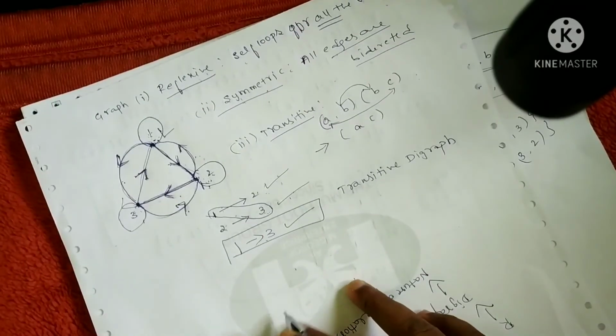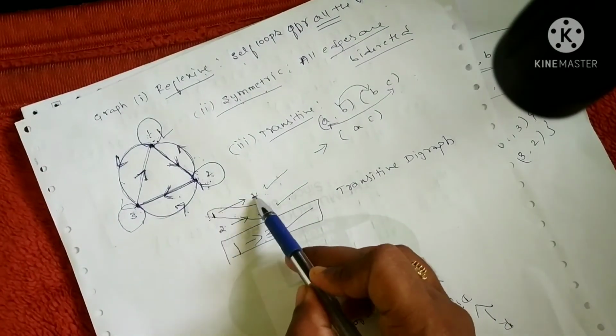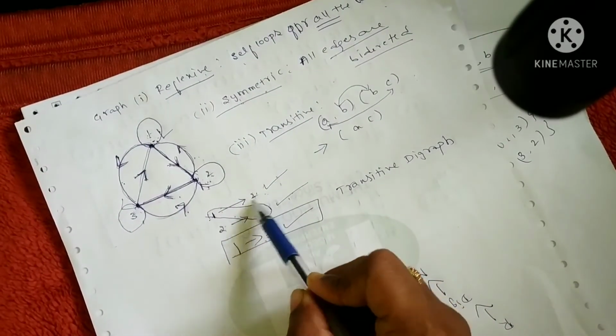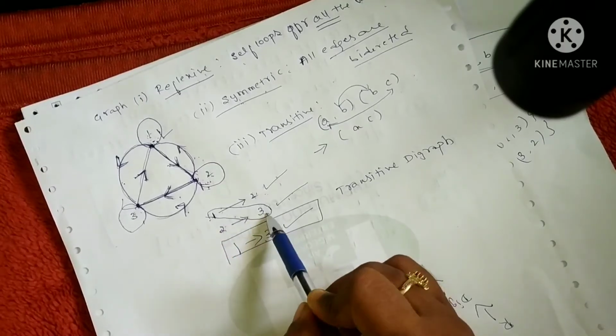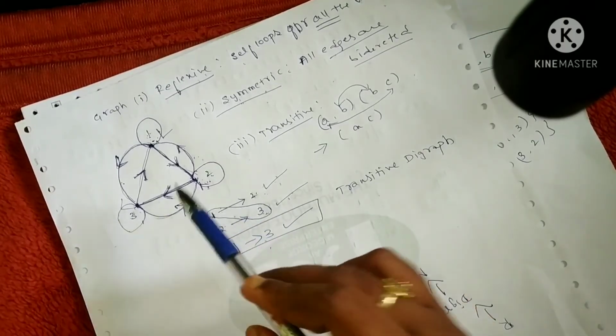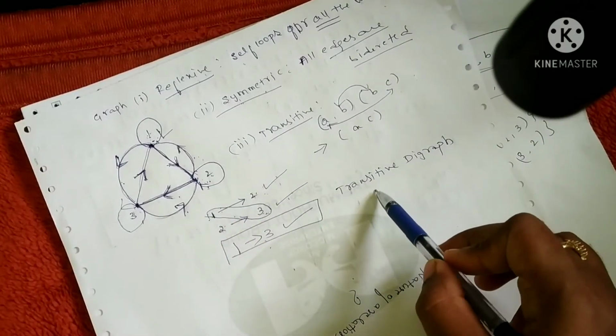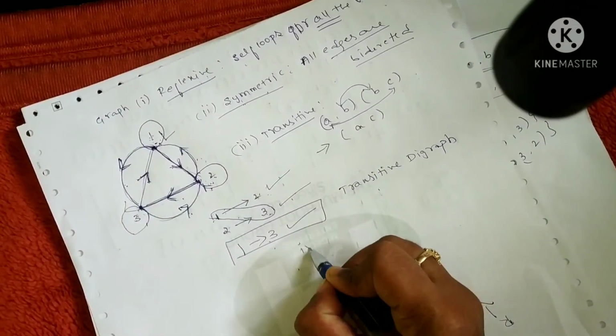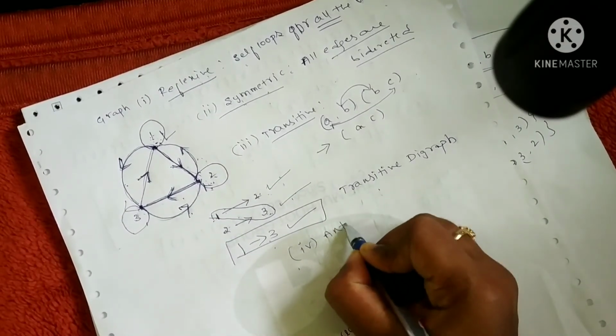Hope it is clear. Right? If I have an edge from 1 to 2 and 2 to 3, then there should be an edge from 1 to 3. Then that given graph becomes a transitive graph. Next, fourth one is antisymmetric.